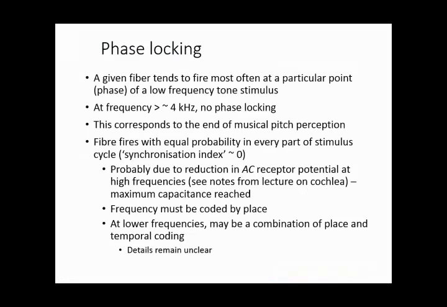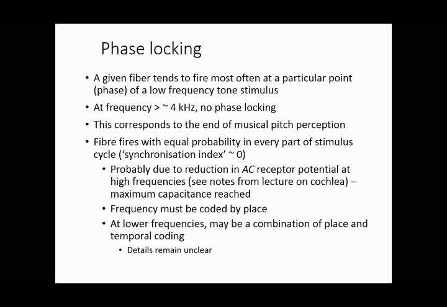Okay, here's a little summary about this phase locking. A given nerve fiber tends to fire most often at a particular point or phase of a low frequency tone. At about 4 kilohertz this ends for us humans. Do you know what the highest frequency on a piano is? 4 kilohertz. That's why. Because above that it doesn't make sense to play music anymore. We don't perceive it as musical, corresponding to the end of musical pitch perception. Fibers fire with equal probability in every part of the stimulus.